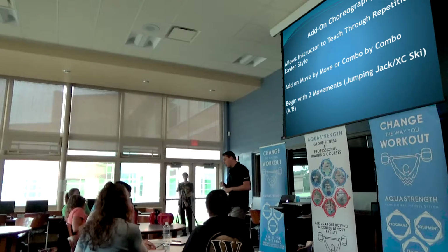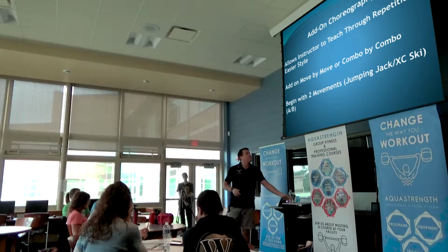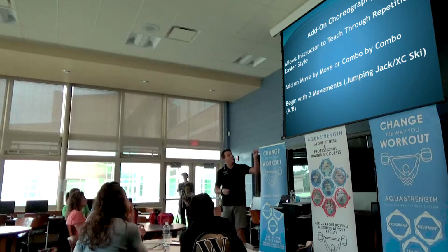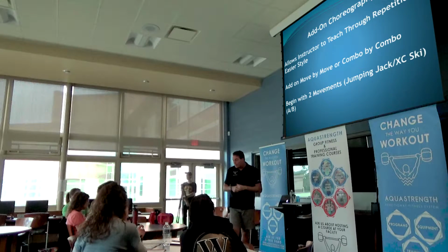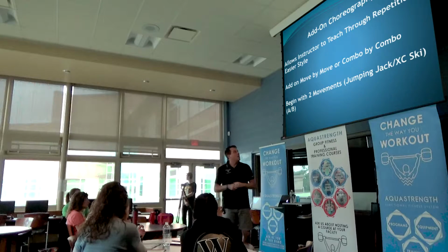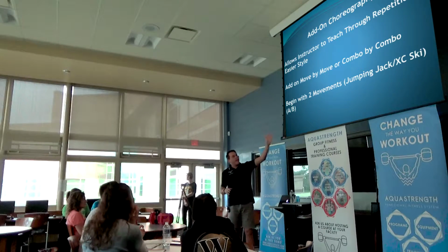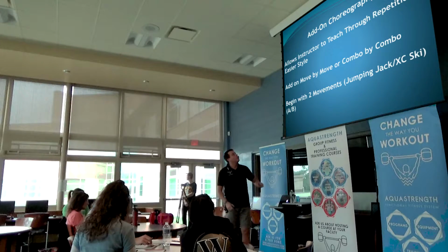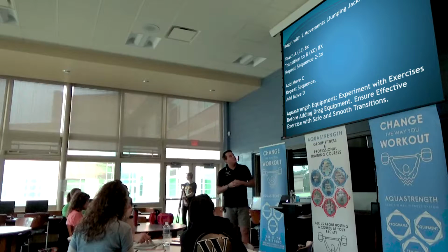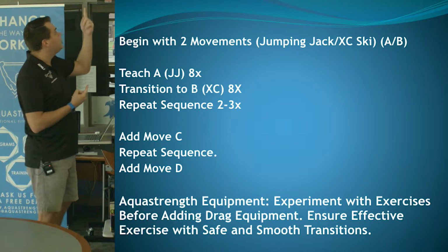This allows the instructor to teach through repetition, which is an easier style. You add on move by move or combo by combo, beginning with 2 movements. So we're going to use an example, a jumping jack and a cross-country ski. In your manual it's labeled, I try to use letters like A, B, so you can see how the pattern works, right? So you begin with 2 movements, in this case a jumping jack and a cross-country ski, move A and move B, and you teach them together.